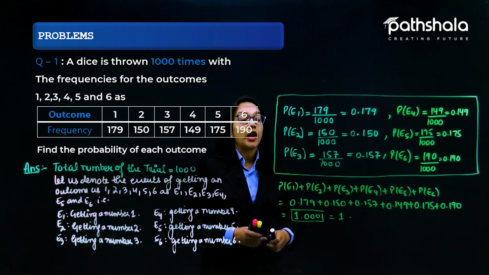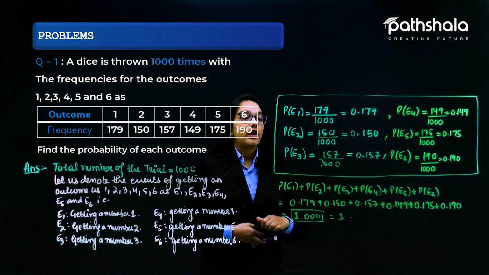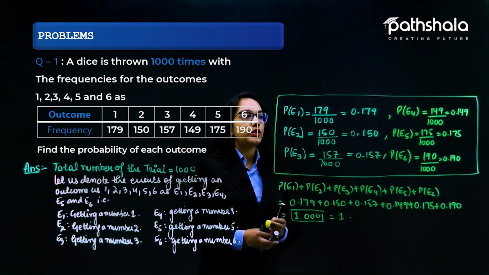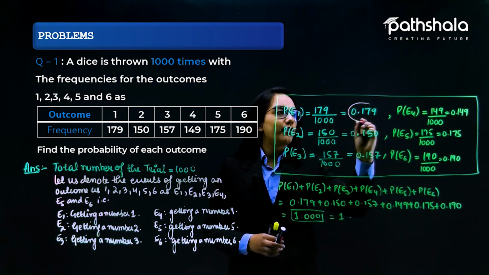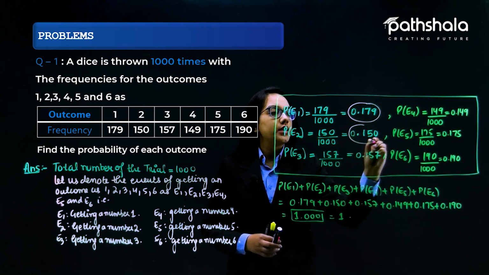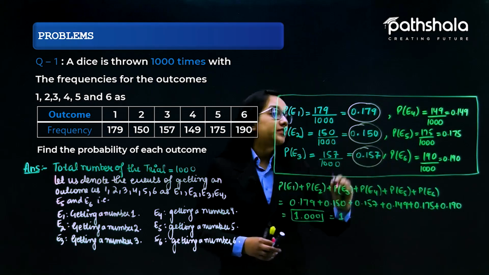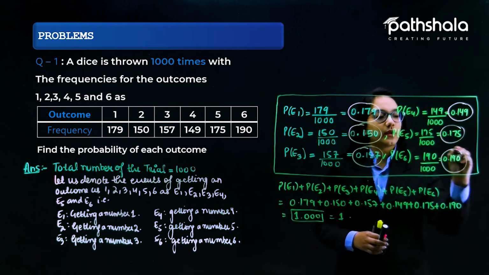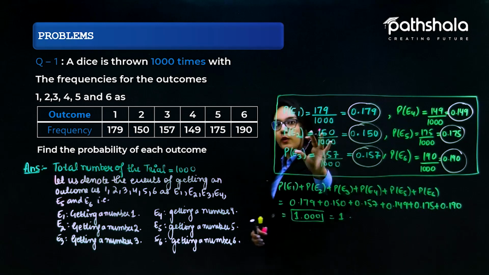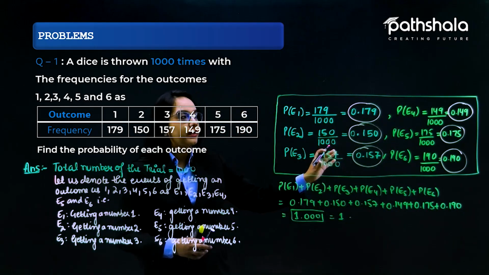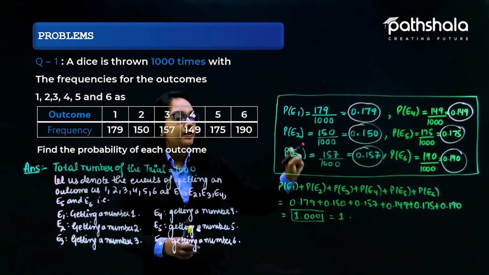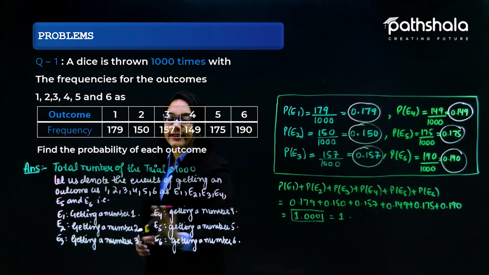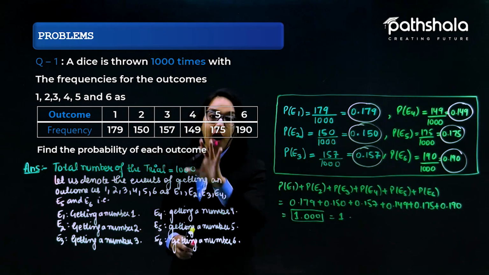Thus the sum of all these probabilities is equal to 1. Moreover, you can also find that all these probabilities lie between 0 and 1. You can see over here, this is between 0 and 1, this is between 0 and 1, and so on for each. So we can also deduce that all these probabilities lie between 0 and 1, and furthermore, all these events cover all the outcomes.